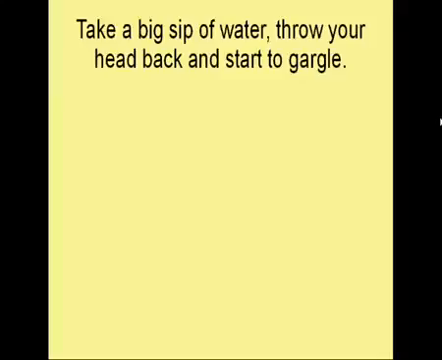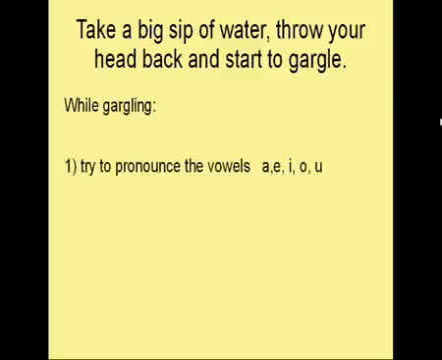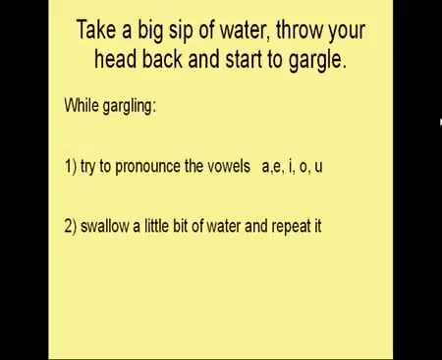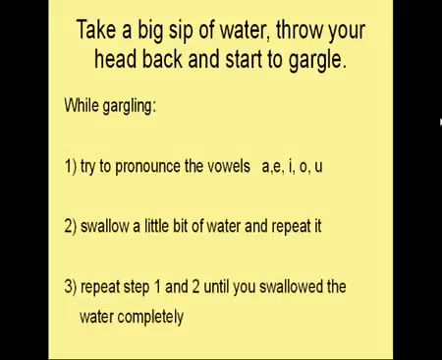Take a big sip of water, throw your head back and start to gargle. While you're gargling, try to pronounce the vowels A, E, I, O and U. Then swallow a little bit of water and repeat it. And then repeat step 1 and step 2 until you swallowed all the water completely.